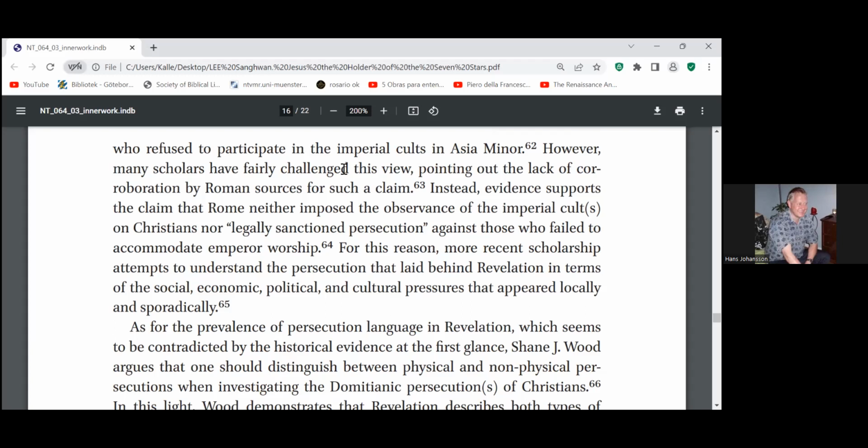For this reason, more recent scholarship attempts to understand the persecution that lay behind Revelation in terms of the social, economic, political, and cultural pressures that appeared locally and sporadically.